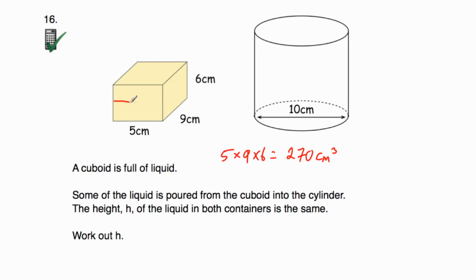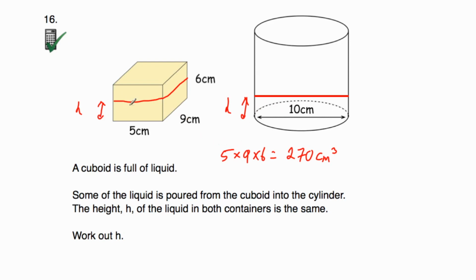Some of this water's been poured out, so it would have a new height. Some of it's left, so you would have this liquid left inside of here, and this bit would now be empty. And then in the cylinder, there would be the same height of liquid as well. And we've been asked to find out this value of height. So in other words, how deep is this liquid in the cuboid and the cylinder that have got the same height?